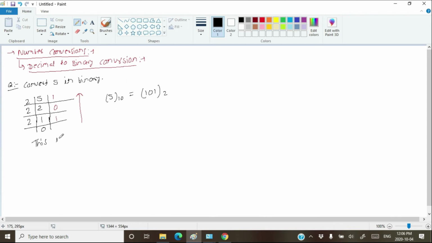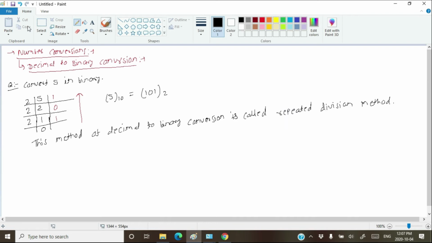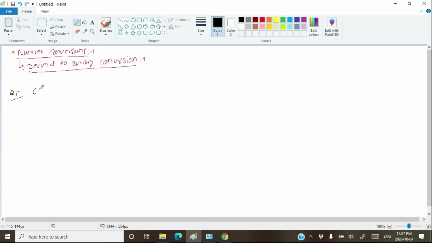This method of decimal to binary conversion is called the repeated division method. Now let's see another example.